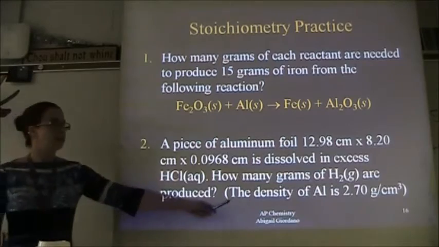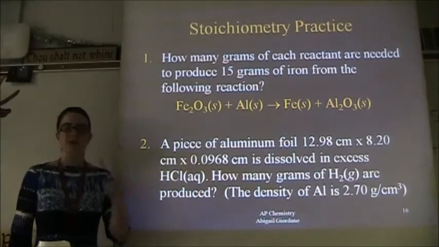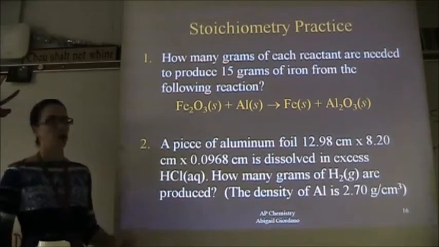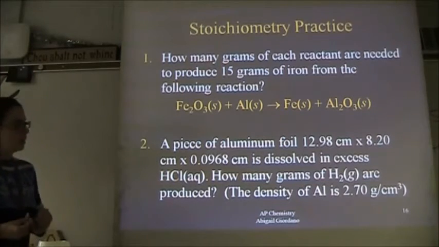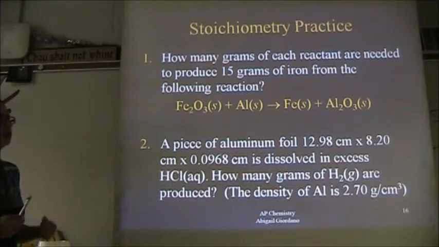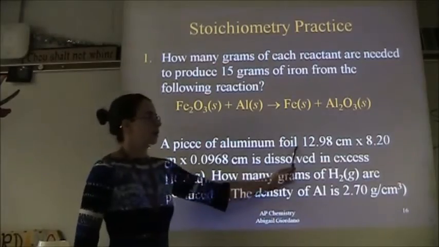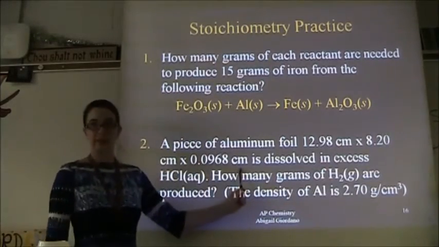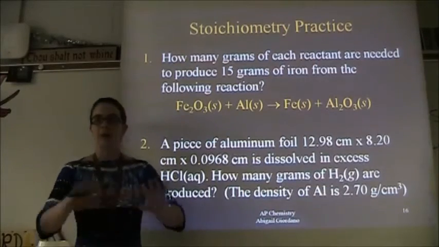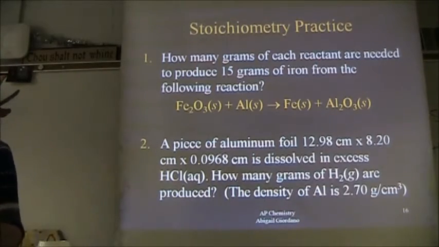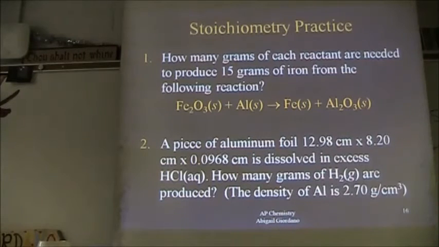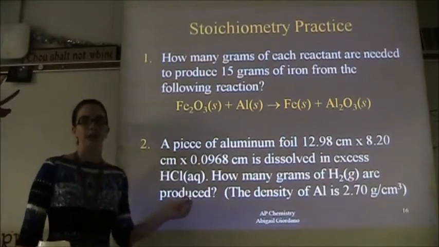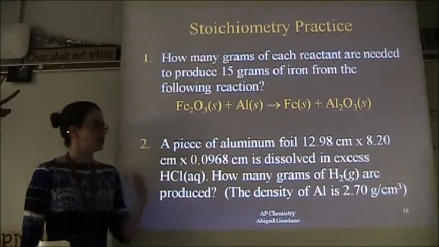Okay, I'm going to help you get started on this one. Some of you I know have already solved it, but let's just talk it out. Number 2 says a piece of aluminum foil, length, width, thickness. Let's just stop there for a second. Think geometry. What can you get from those 3 pieces of information? Volume. And in what unit would that volume be in? Centimeters cubed. Very good.